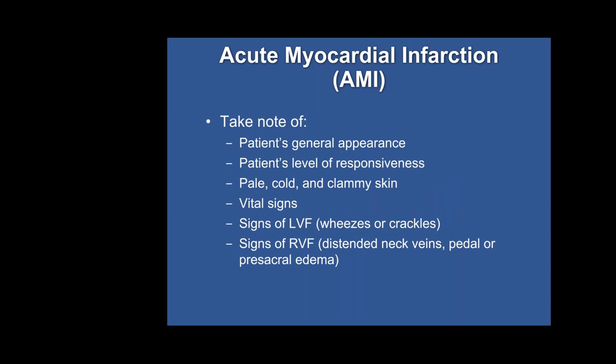All right, take note of all of our normal stuff, left ventricular failure or right ventricular failure. We talked about that a little bit yesterday. On the left side, it backs up into the lungs, so we get wheezes or crackles, another name for crackles being rales. On the right side, it backs up into the body, into the vena cava. So we see jugular vein distension, or pedal edema if they're upright, or sacral edema if they're bedridden, right? So just gravity-dependent edema.